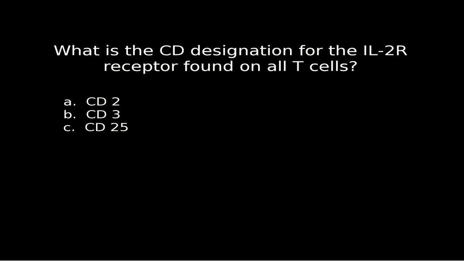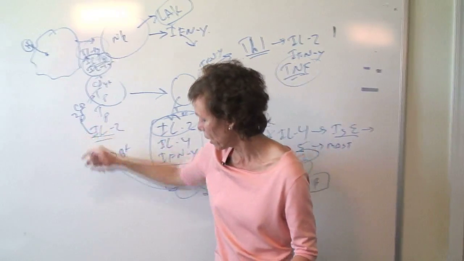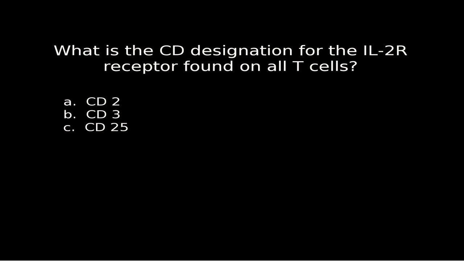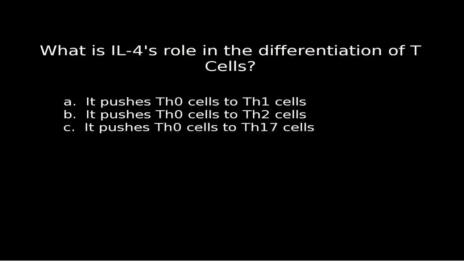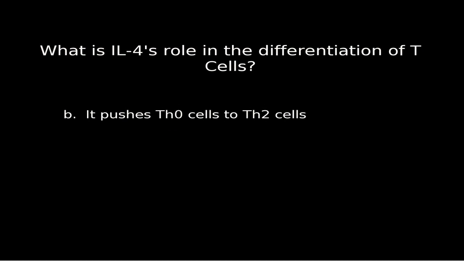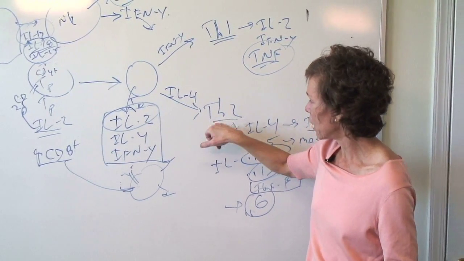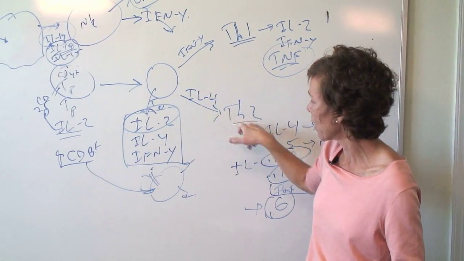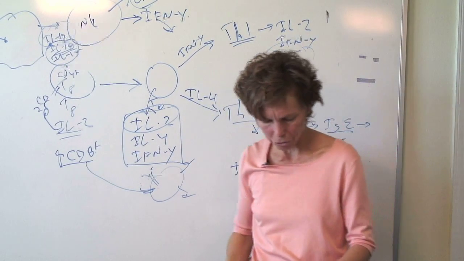And then number 6 is, what is the cluster designation for the IL-2 receptor found on all T cells? And remember, that was over here. That's CD25. It's essentially another name for a T cell receptor, and that's on all the T cells, even the regulatory T cells. Number 7 is, what is IL-4's role in the differentiation of T cells? That's just B. It pushes this Th0 into your Th2 cytokines. So if you have more IL-4 than interferon gamma, you're going to come onto the Th2 cytokines.